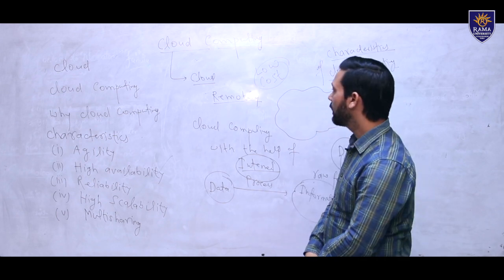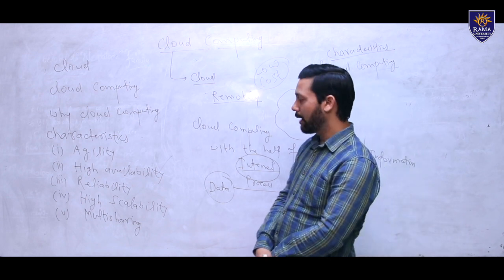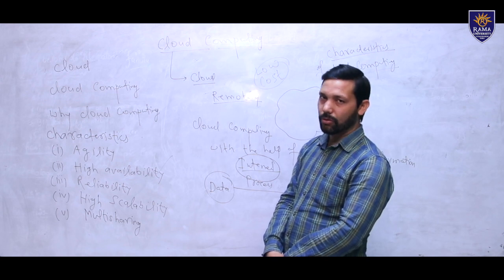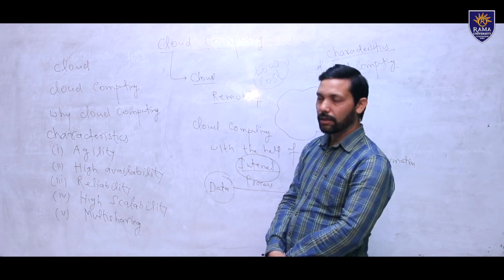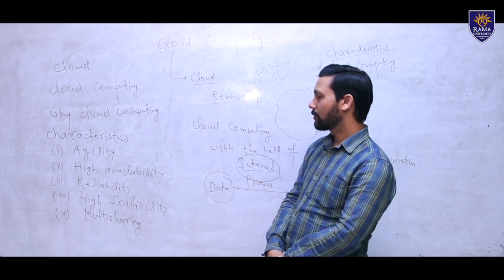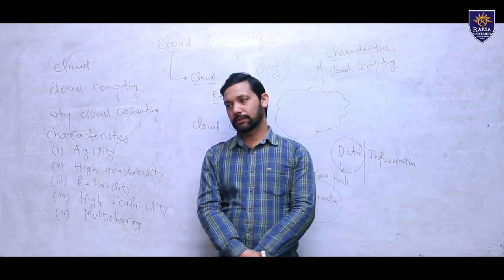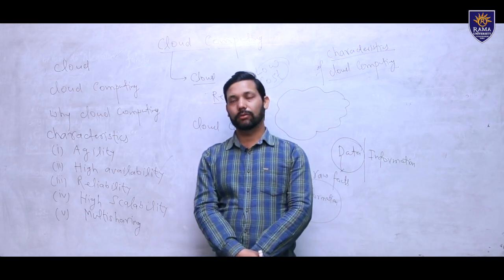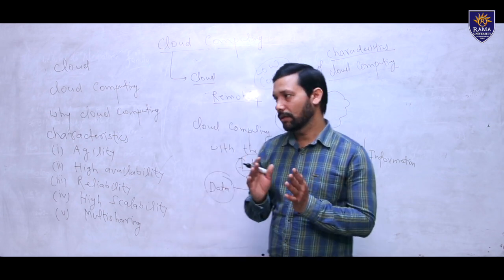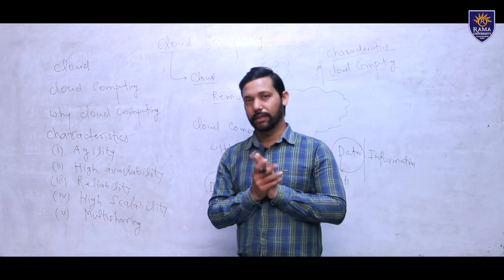So there are the different types of characteristics: agility, high availability, reliability, scalability, multi-sharing, low cost. On security basis, it is very secure. We need not worry about some personal data on the clouds. No problem at all. This technology provides the security for our data.